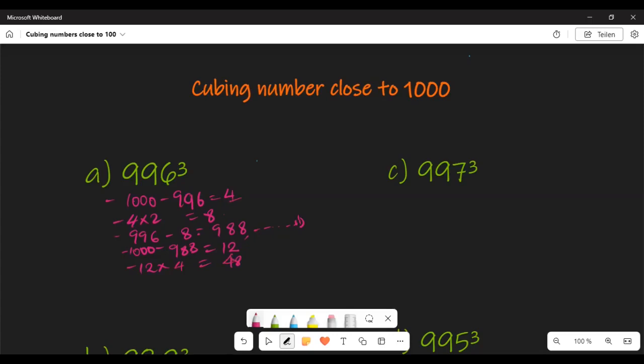Having 48 here is going to help us. So 48 is going to be another part of the answer. So that's the second part of the answer. And then the last thing we're going to do here is to say, what is 4 cubed? And we know 4 cubed is 64.